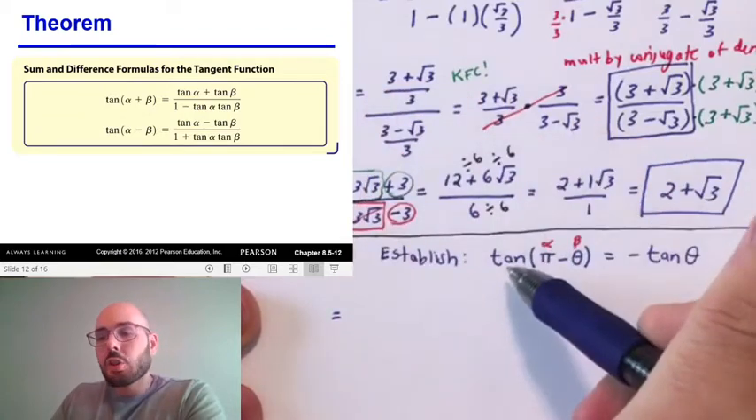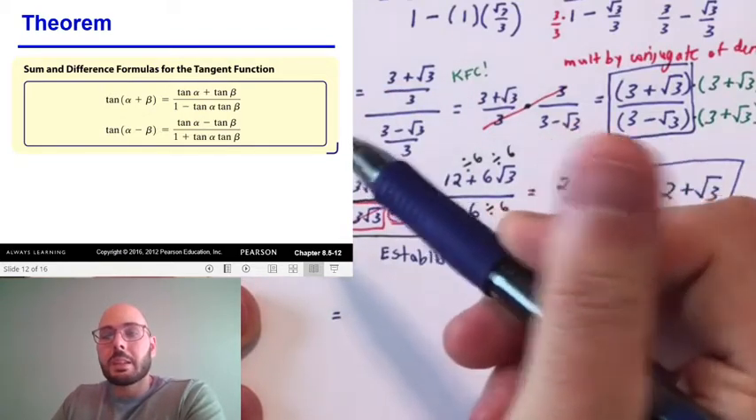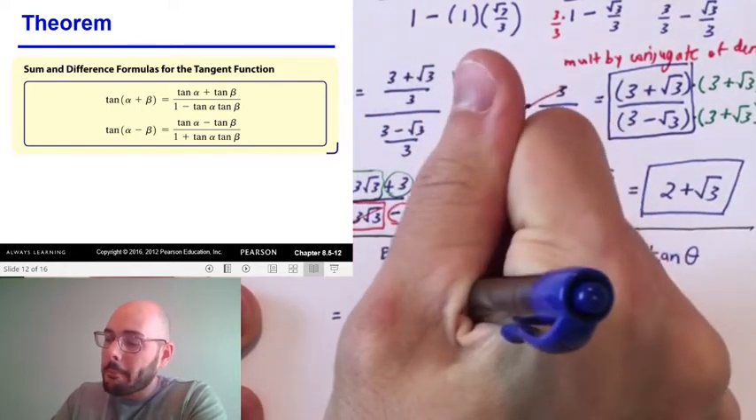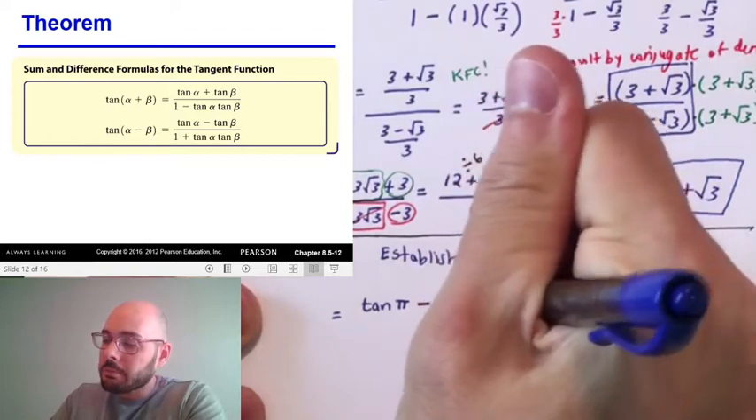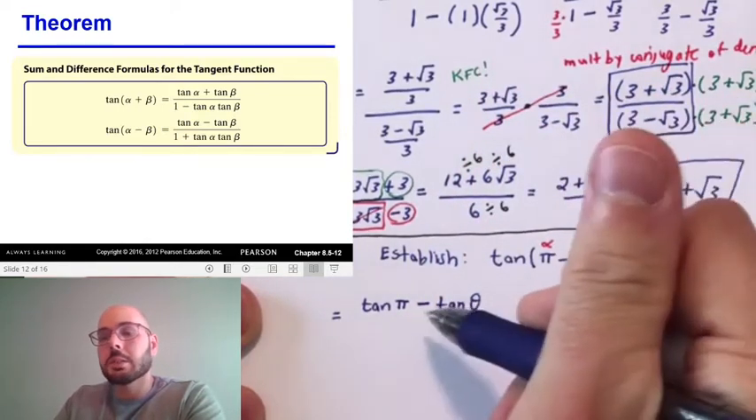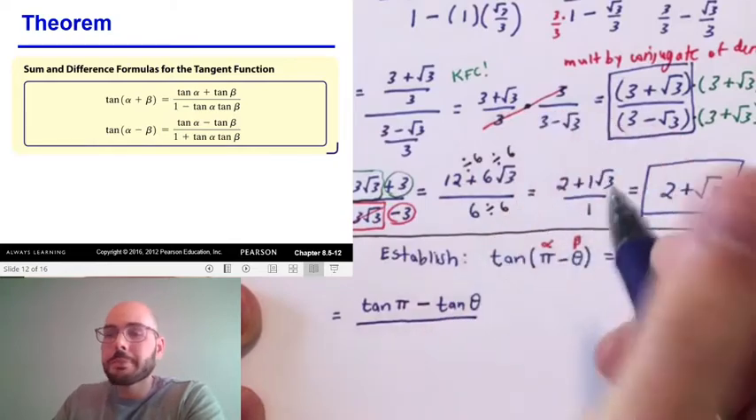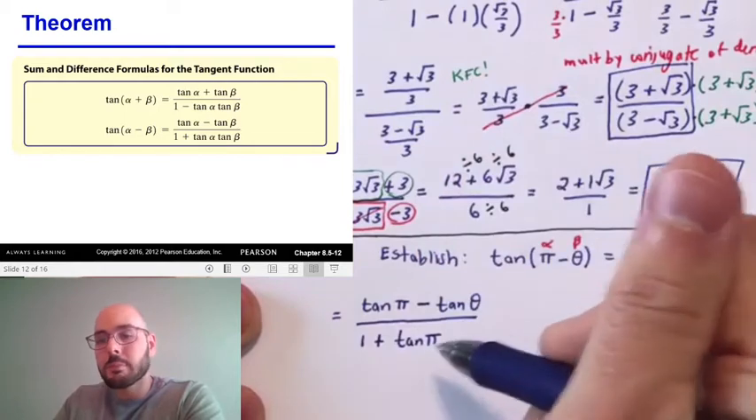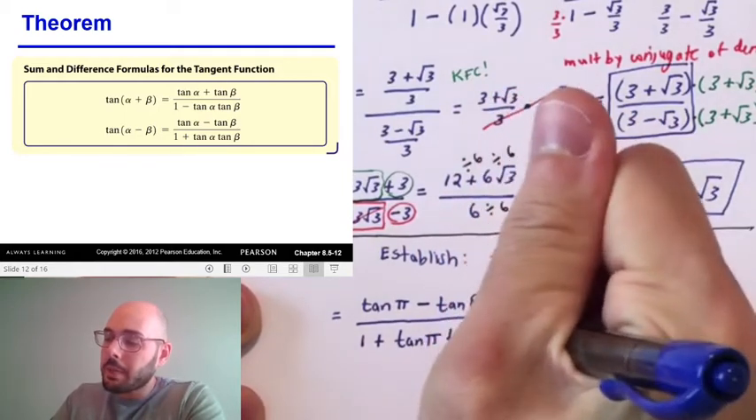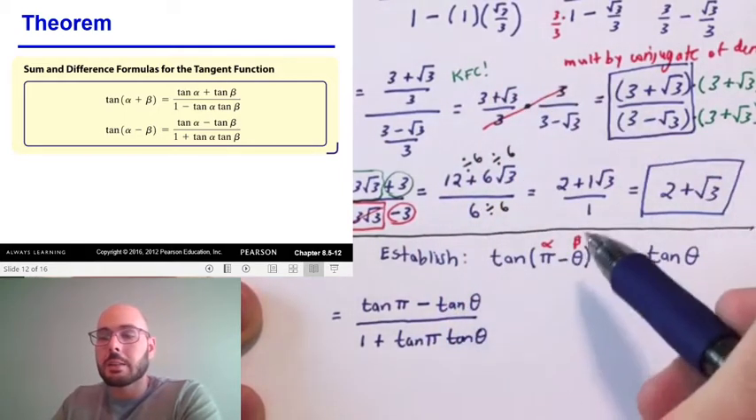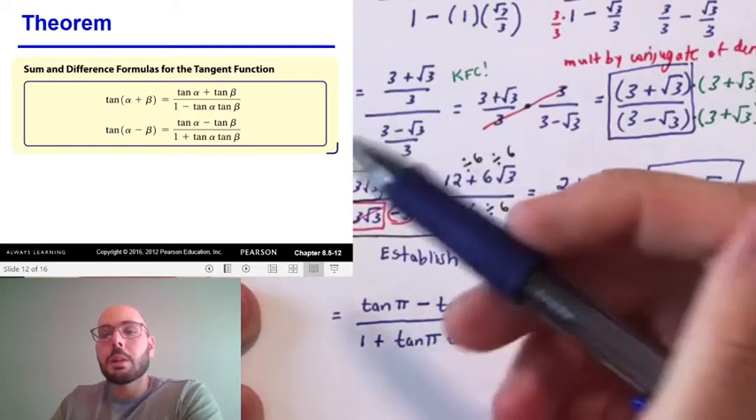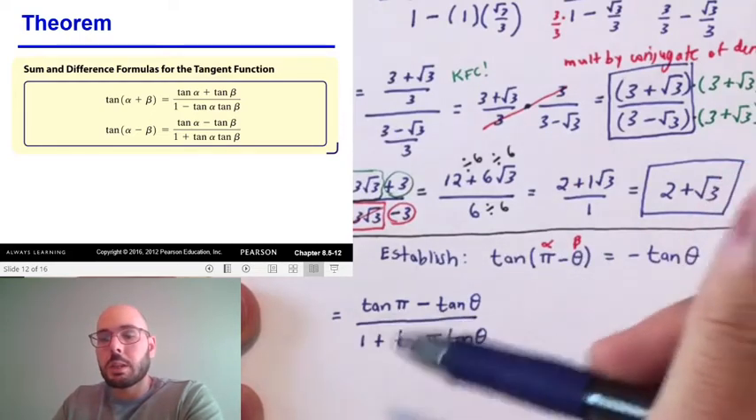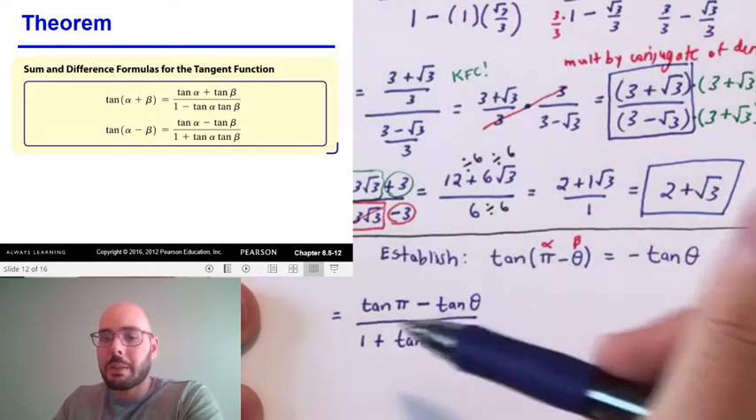So tangent alpha minus beta is tangent alpha. In this case, alpha is pi, so that's going to be tangent pi, minus tangent beta. Beta in our case is theta, so that's that on the top, over 1 plus tangent alpha, which is pi, tangent beta, beta is theta in this case. So I just did our formula, but I plugged in pi for alpha, theta for beta. So that's what we get for tan pi minus theta.